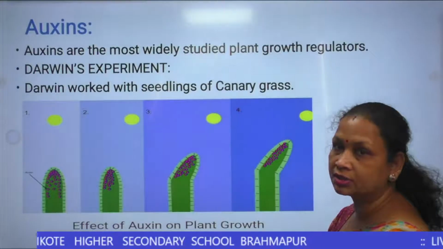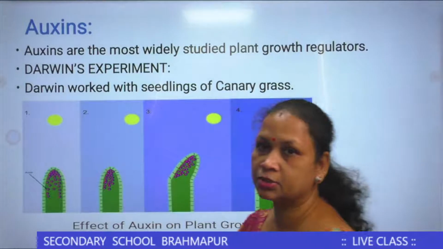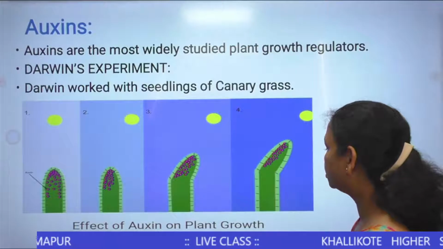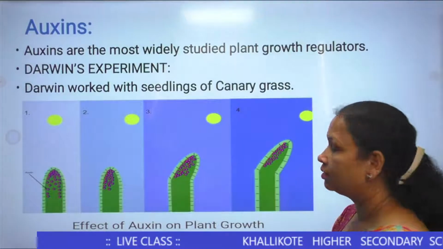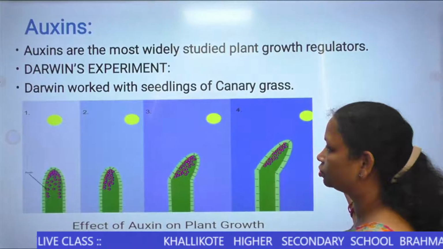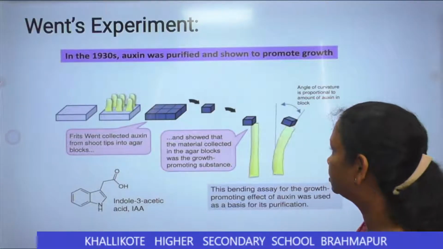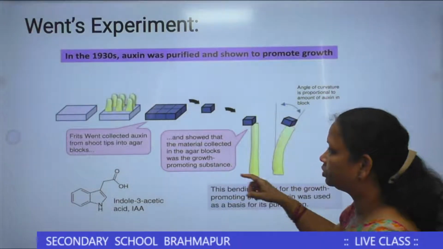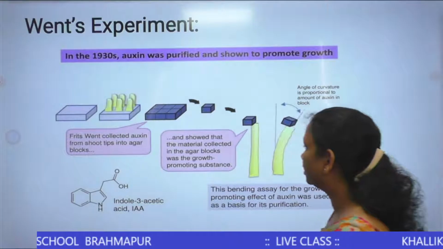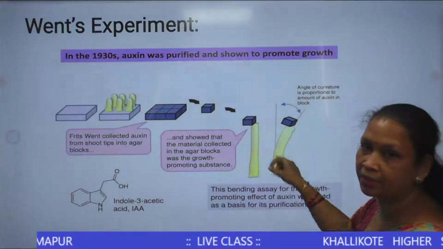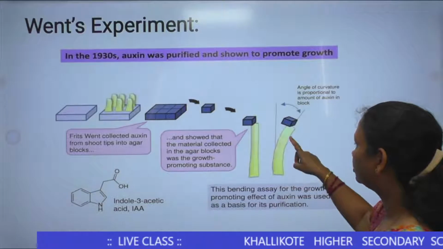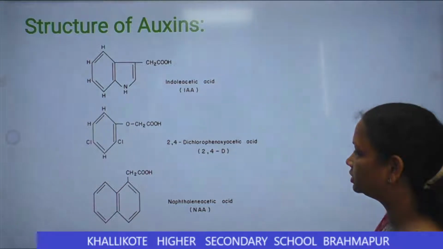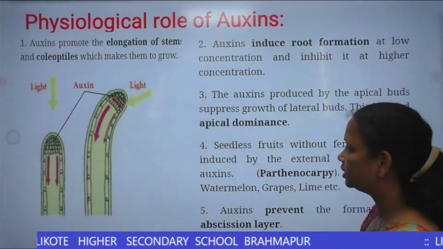For auxins we had studied Darwin's and Went's experiment, where we saw that the phototropic response of the shoot tip was due to the transport of auxin at the shoot tip. This was the auxin bioassay done by Went. He took agar blocks rich in auxin and placed them on the decapitated shoot tip, and then saw the bending in the Avena coleoptile. This is the structure of auxin that we had studied in the last class.